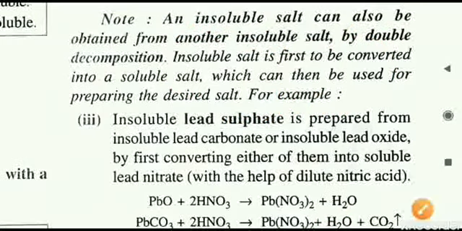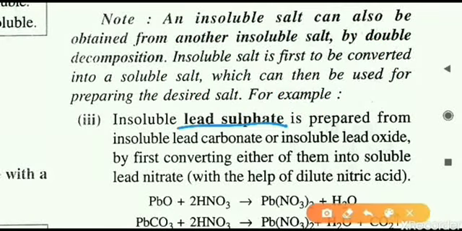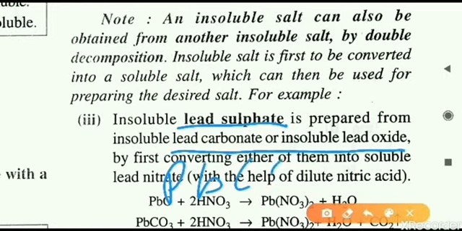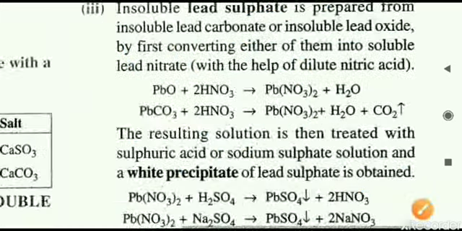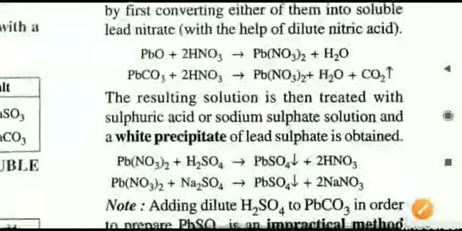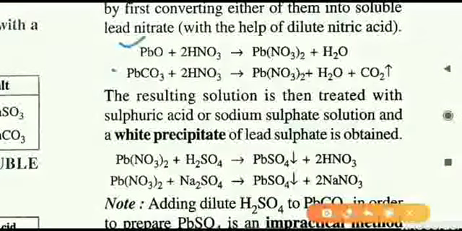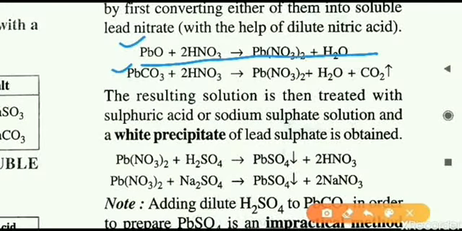Example is lead sulfate, that is PbSO4. It is an insoluble salt and it can be prepared from another insoluble salt. We can take either lead carbonate, PbCO3, or we can take PbO, lead oxide. These are insoluble salts, and using these we can form lead sulfate, another insoluble salt. Let us see the example here in the equations we have given. So anyone we can take. First let us see with lead oxide.